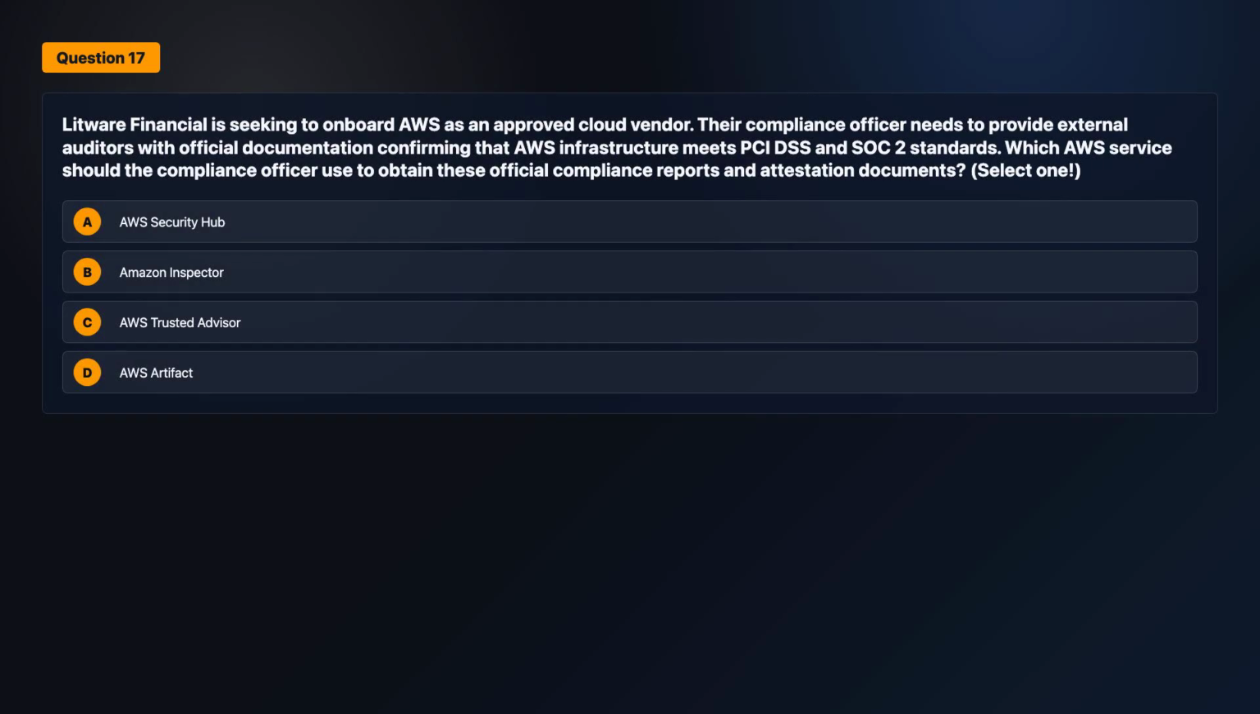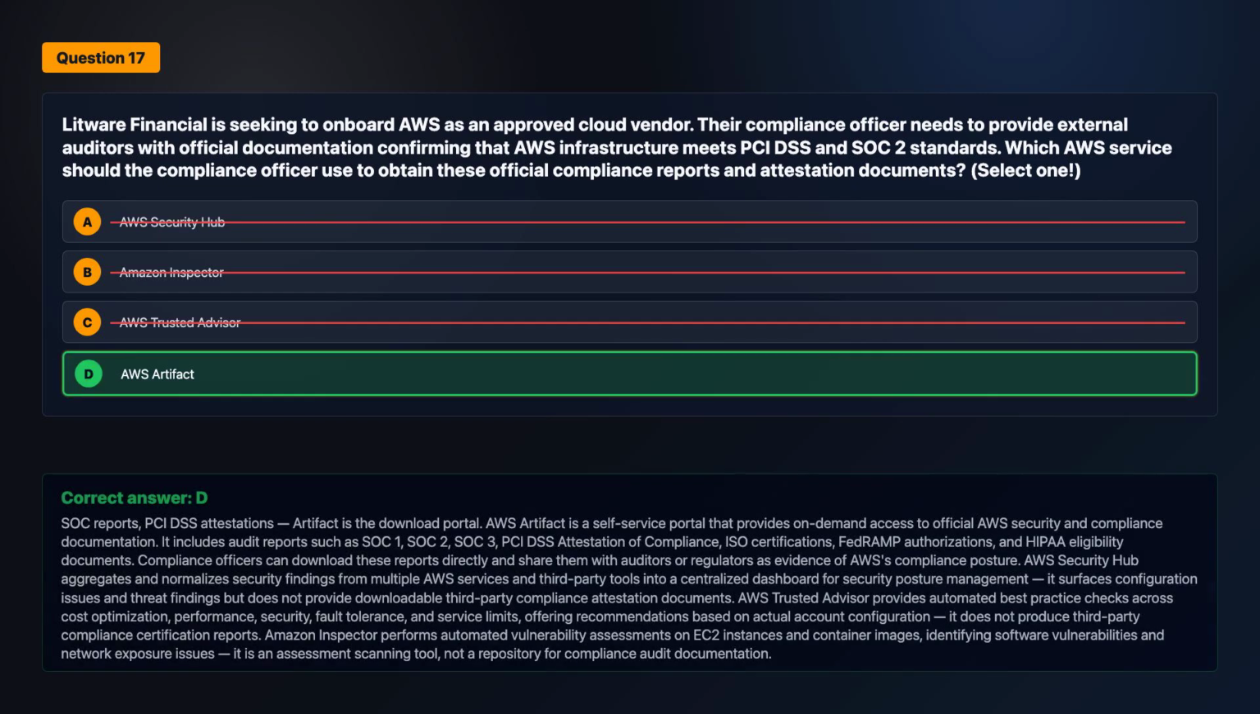Now for question 17. Quick check. Litware Financial is seeking to onboard AWS as an approved cloud vendor. Their compliance officer needs to provide external auditors with official documentation confirming that AWS infrastructure meets PCI DSS and SOC 2 standards. Which AWS service should the compliance officer use to obtain these official compliance reports and attestation documents? Select one. Review the answer choices on screen. The correct answer is option D.